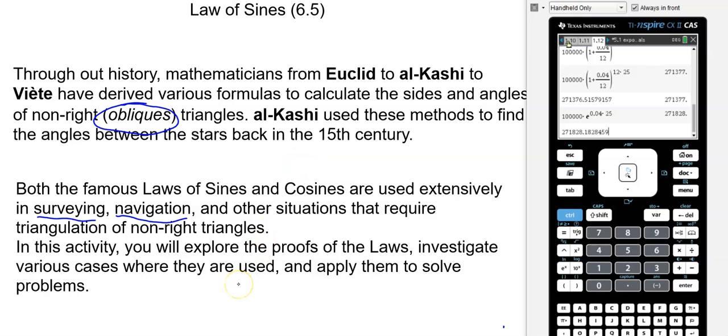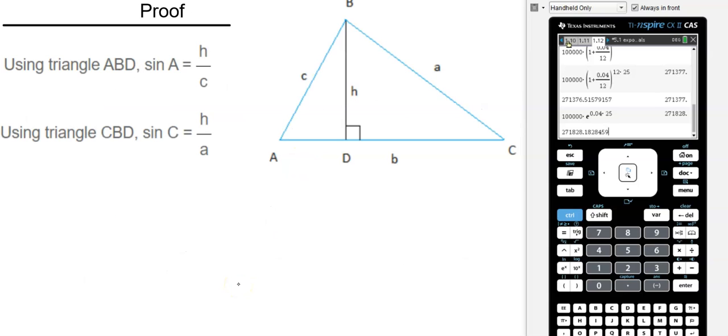Okay, so first, before we actually show you the law of sines, I'm going to kind of derive it. So you don't have to write this down for your notes, but I want you to know where it comes from. This is basically using right triangle trig. You can say sine of A is opposite over hypotenuse, so H over C. Sine of C, that angle right there, is H over A.